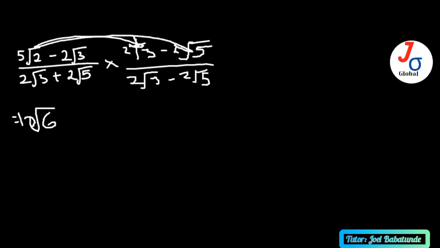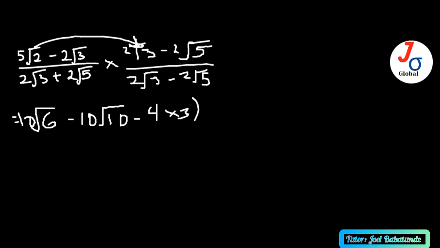Then 5 times this, that's 5 times minus 2 is minus 10. And 2 times 5 is 10. Okay. Then minus this times this. So you have minus 2 as minus 4. Then root 3 times root 3, that's 3. Okay. Then this, minus times minus is plus. Then 2 times 2 is 4. Root 3 times root 5 is root 15.